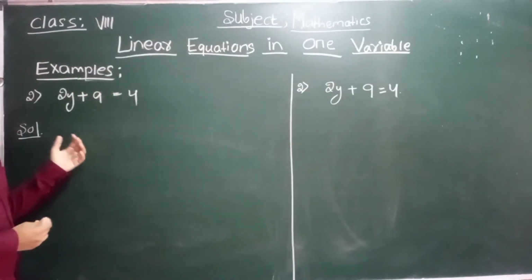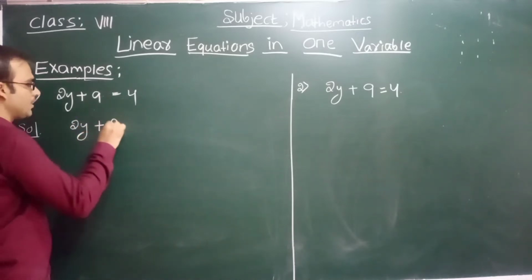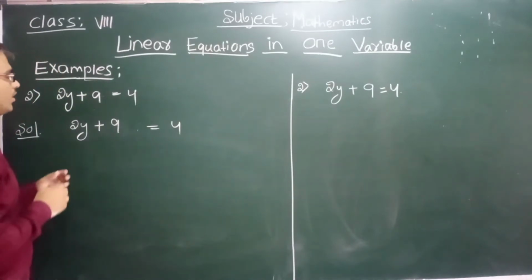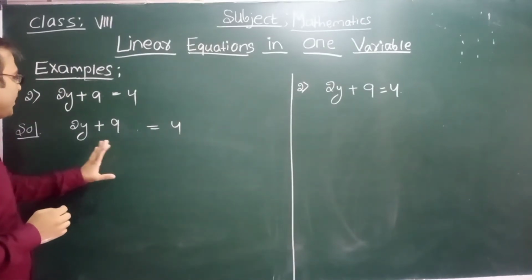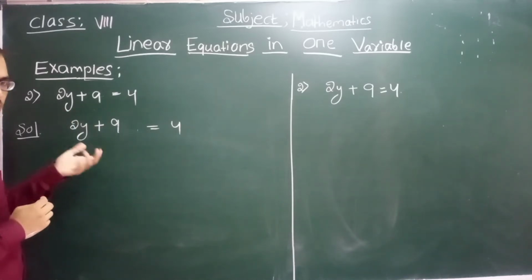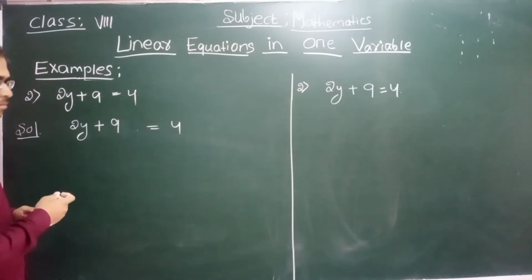First we'll solve with the first method. Rewrite it once again: 2y plus 9 equals 4. Look here, 2y plus 9 equals 4 is there. So we need to remove this. If you want to remove this, what do we need to do? We need to subtract 9 on both sides.